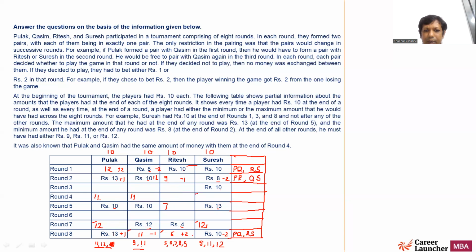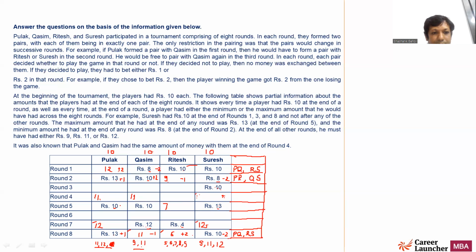And I need to reach 10 to 13. So this value can be either 11 or 12. Definitely not 9, because from 10, if I reach this point and this is 9, I have no way to reach 13 from 9. There's no option from 9 to 13 because you cannot win more than 2. So this person can reach 11 or this person can reach 12. Whatever be the case, this person is going to be positive itself.